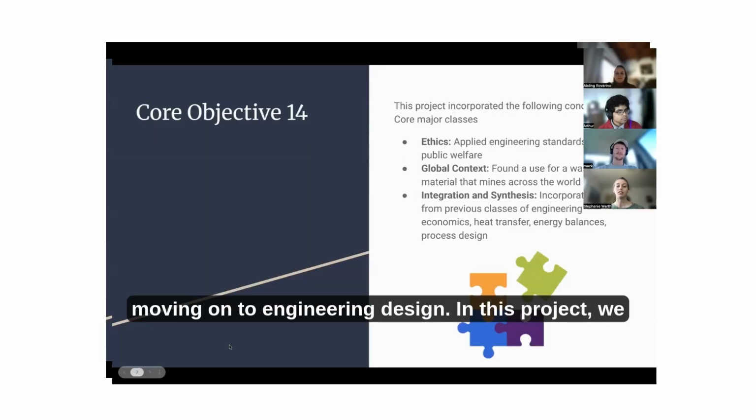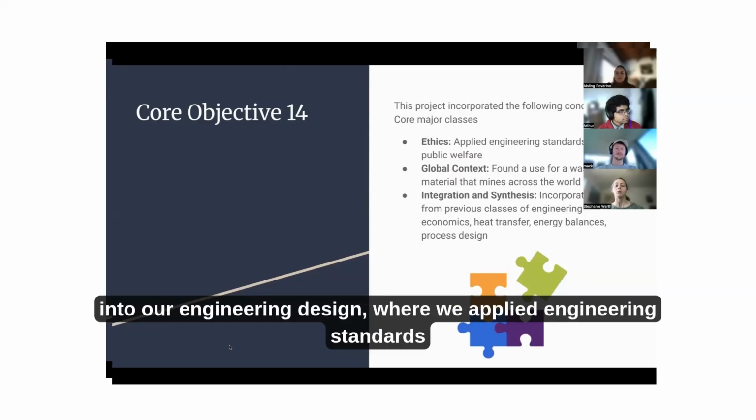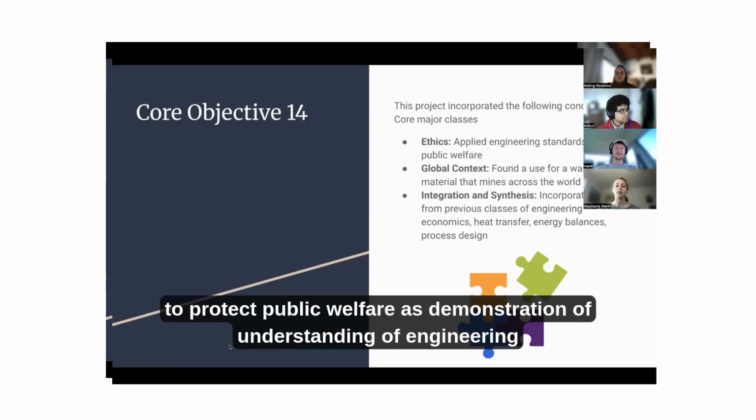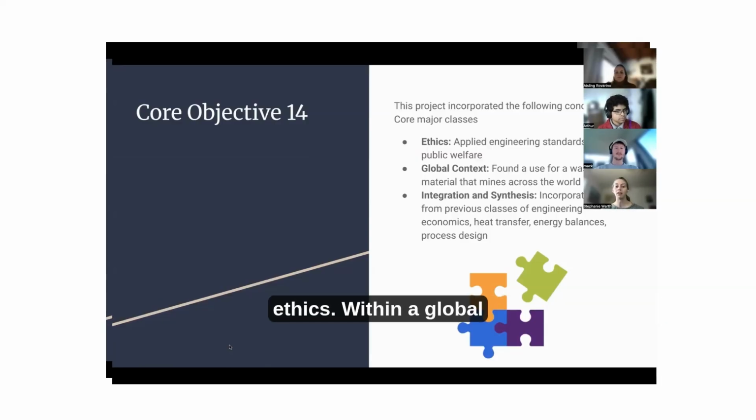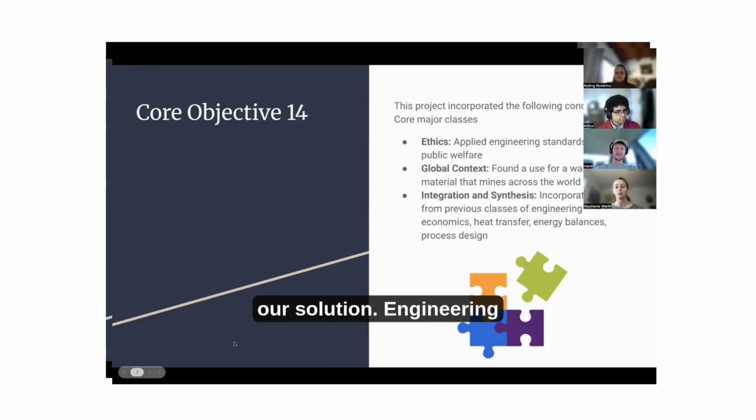Moving on to engineering design. In this project, we incorporated the following major core concepts into our engineering design, where we applied engineering standards to protect public welfare as a demonstration of our understanding of engineering ethics. Within a global context, we found a waste material from mines and were able to find a use for it. And then we incorporated engineering concepts like engineering economics, heat transfer, energy balances, and process design into our solution.